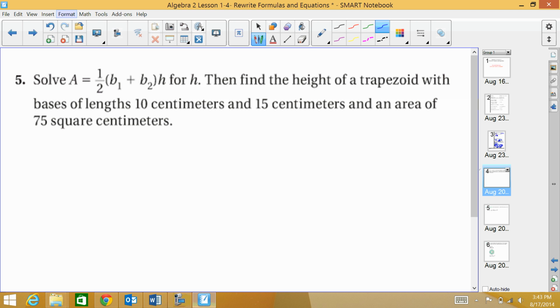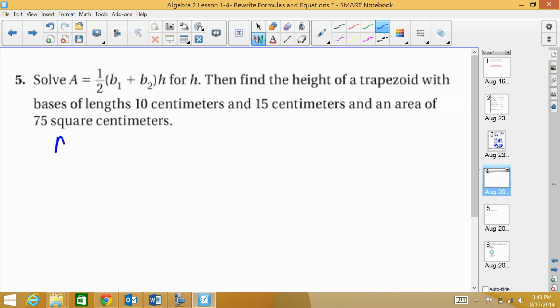Here are the extra practice problems for section 1-4 from the homework if you need some help with a few of these. First, on number 5, it says to solve the equation A equals 1/2 times (base 1 plus base 2) times height for h. So that's the formula for area of a trapezoid. They want us to get h by itself. Then find the height of a trapezoid with bases of lengths 10 centimeters and 15 centimeters and an area of 75 square centimeters. So we're going to first solve for h and then we'll work with the rest.